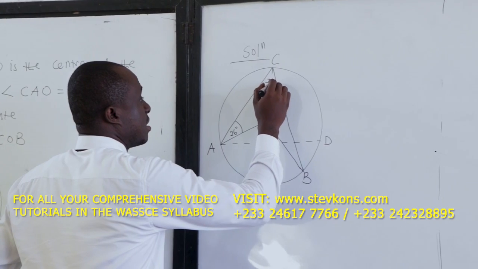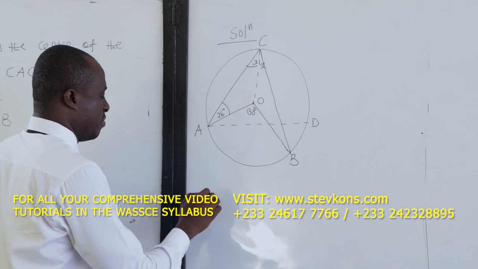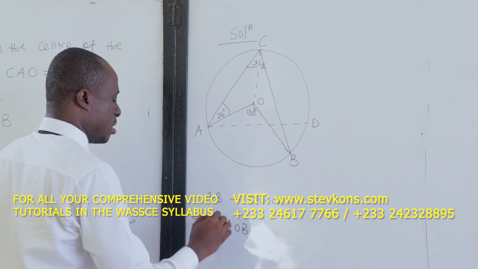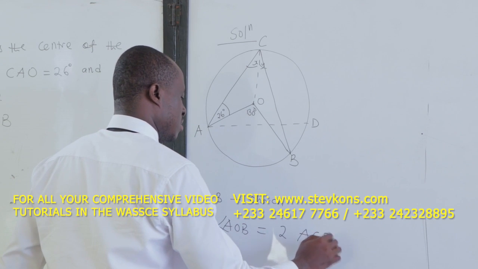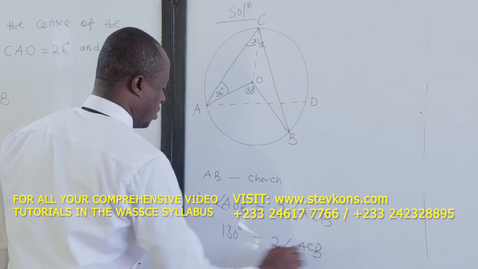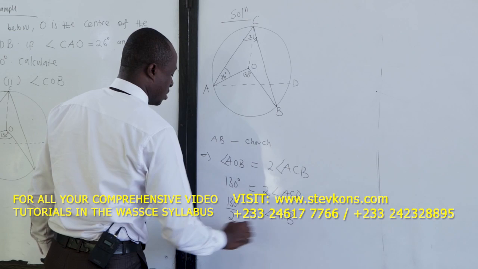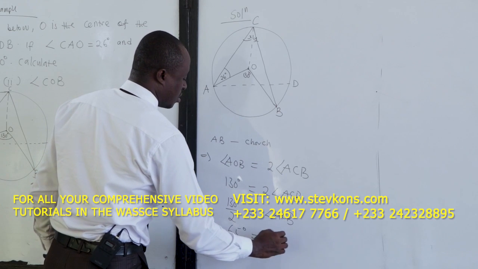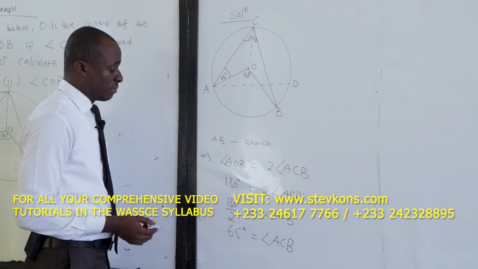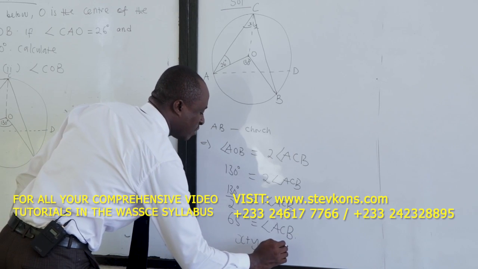Let's say that this is X, and then this is Y. Now, from here, what can we see? We can say that since AB is a chord, this implies that angle AOB is equal to 2 times angle ACB. What is AOB? That is 130 degrees. So 130 degrees over 2 equals ACB, and this is 65 degrees. So the angle ACB is 65 degrees. Now, ACB is the same as X plus Y. So X plus Y is equal to 65 degrees.